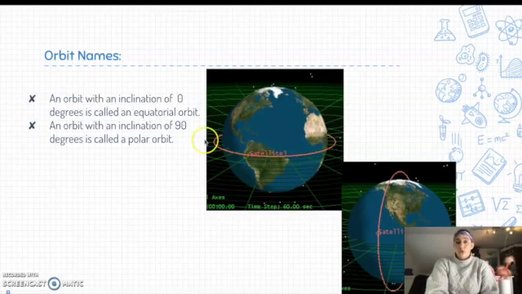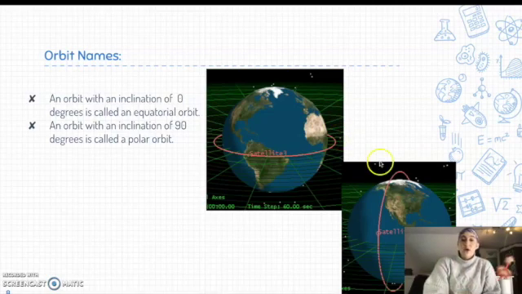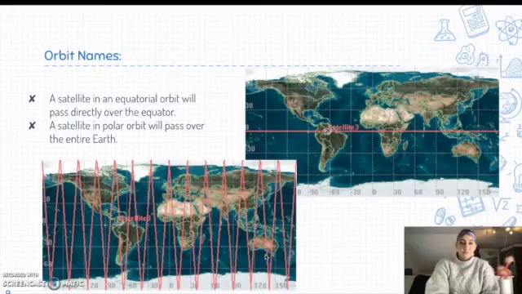We have an equatorial orbit. So again, that goes around the equator, super easy to remember. And our polar orbit, because it goes around the polar caps, same deal. So here's what this looks like in terms of a ground trace. Our equatorial orbit looks just like a flat line because it's just covering the equator. Now the polar orbit goes very high and very low in this zigzag pattern and eventually passes over the entire Earth.